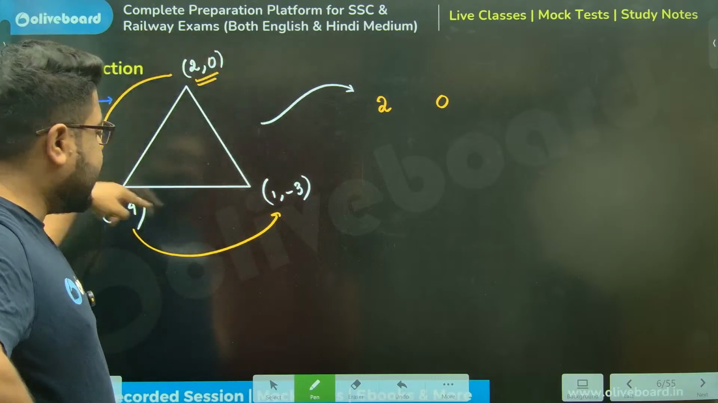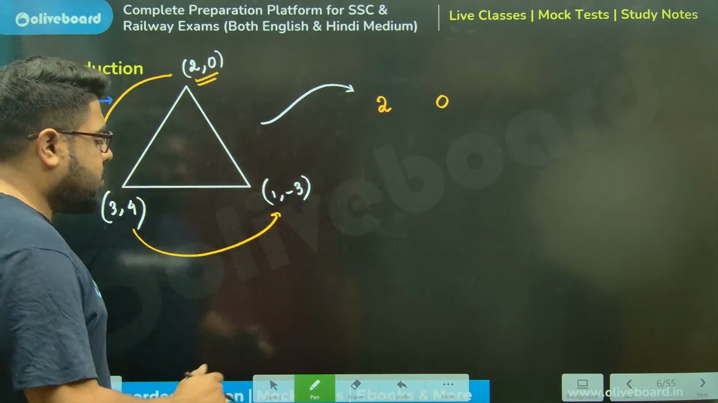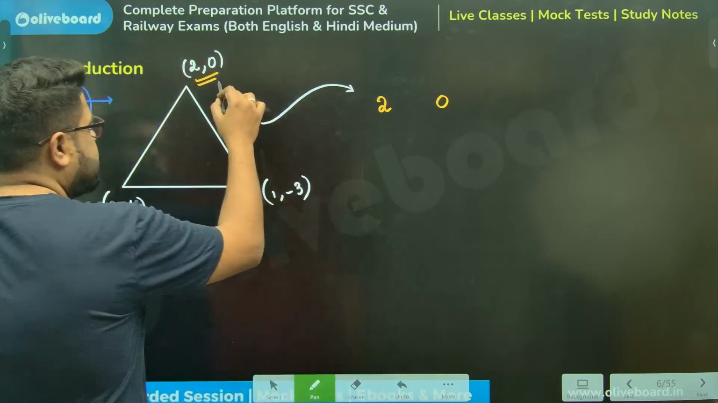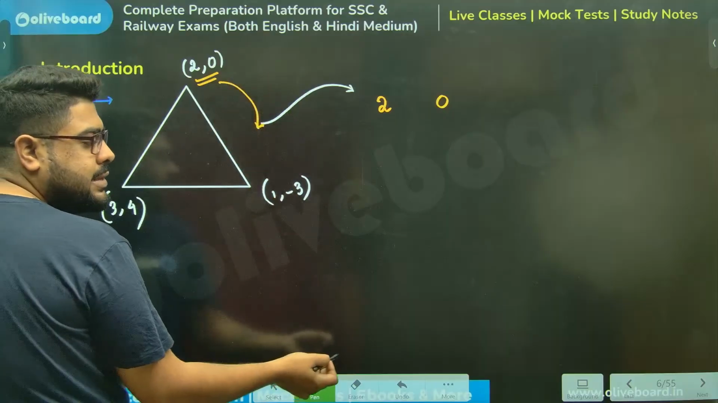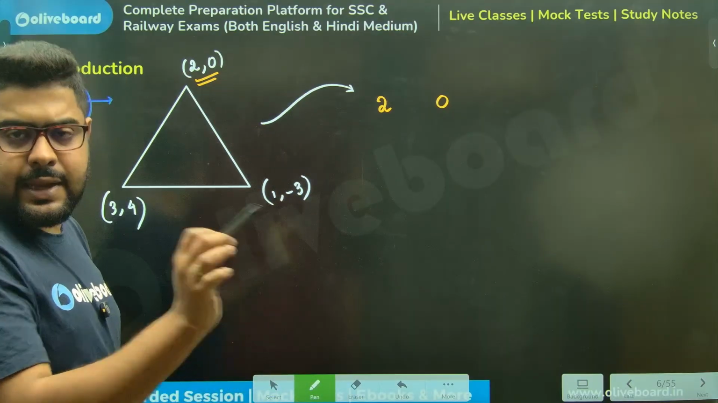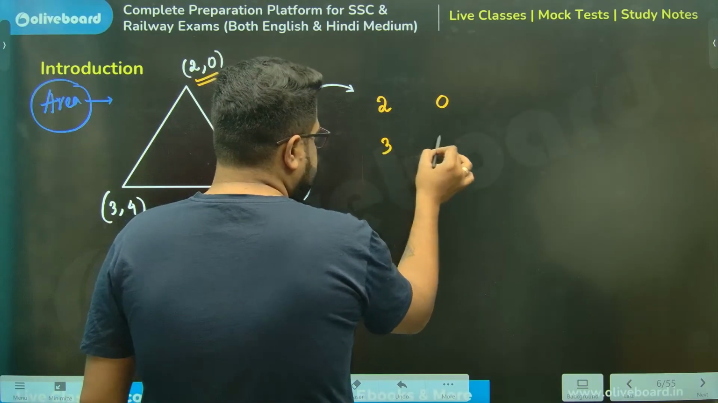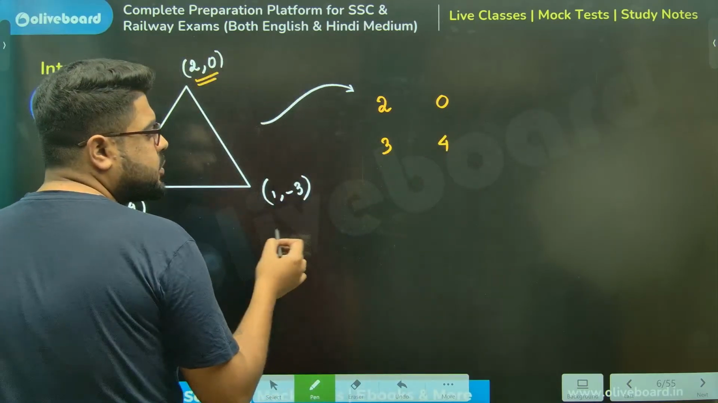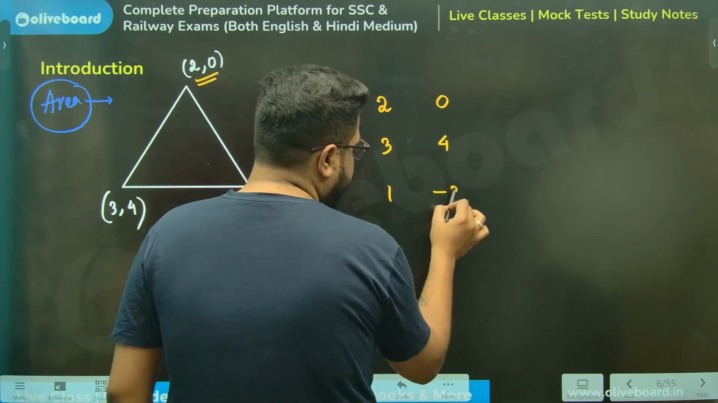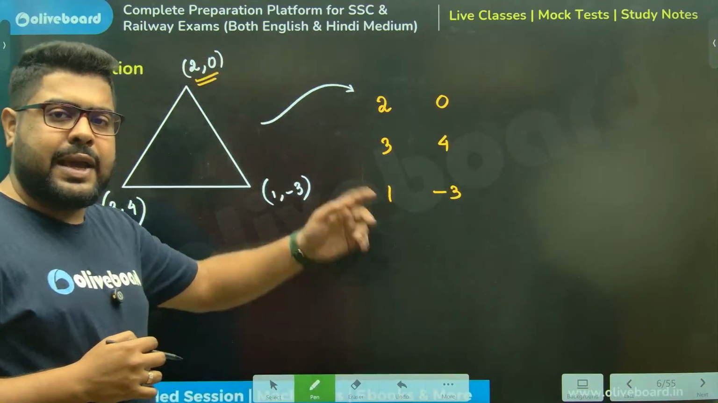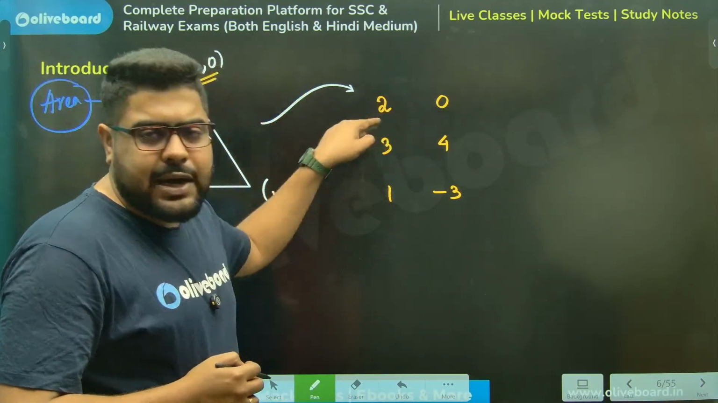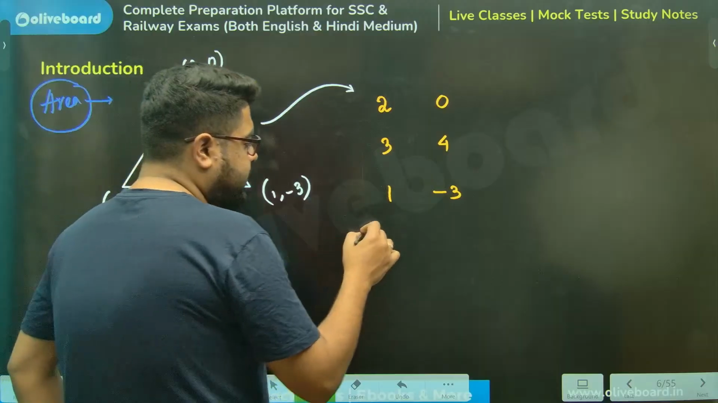You can write anti-clockwise or clockwise, both are possible. Anything goes. Here I'm writing anti-clockwise: 2 comma 0, then 3 comma 4, next 1 comma minus 3. Now, whatever you have started from, you write it once more at the end.